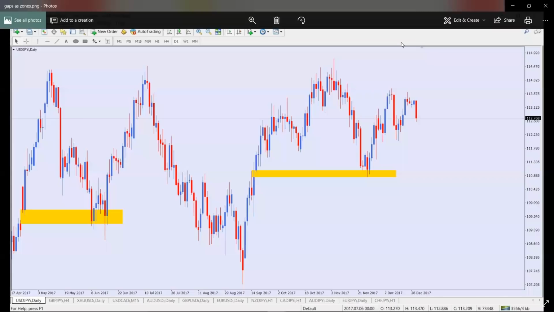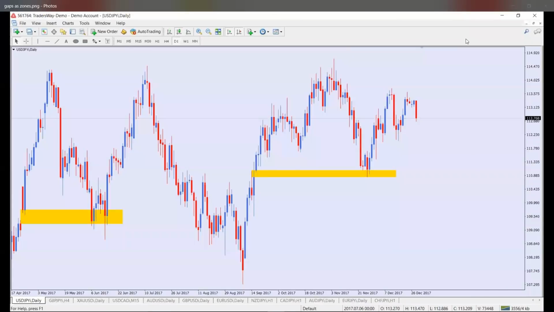You can actually use gaps to draw your zones. There's an example of the USD on the daily. You can see this was a gap caused by the market. This was another gap caused by the market. So I draw them as demand zones, and you can see I drew this one as a demand zone. And once there was a bullish close, I took the trade upwards. Sorry, I took the trade up, and the trend went up.